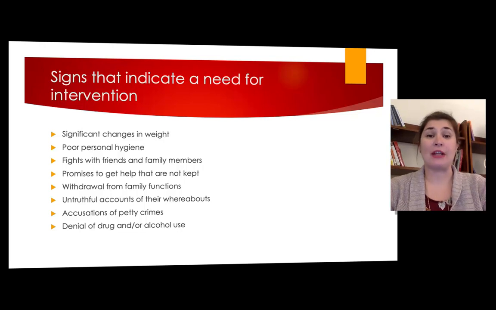Maybe there's even been accusations of possible crimes or petty crimes, and that they're in denial of their drug and alcohol use. These warning signs all have in common that they are early predictions of an individual's behavior starting to have real implications on the quality of their life, which can be seen in either their health, relationships, employment, financial, or legal issues, and may be seen in all of these categories.